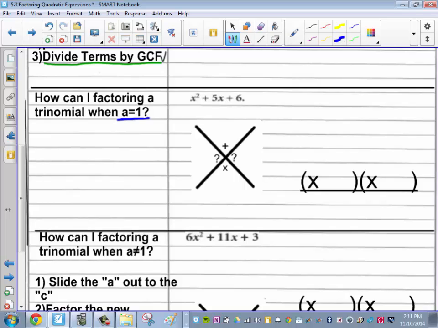Here's the process. First off, is a 1? You've got to ask yourself, is our a 1? Yes, it's 1 because nothing's in front of the x squared, and therefore there's a 1 there. But we just don't put it there because it's a waste of time.